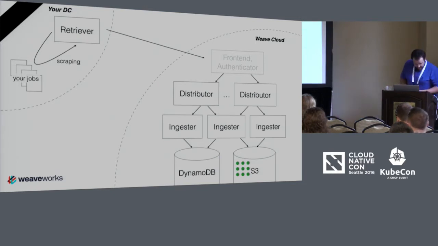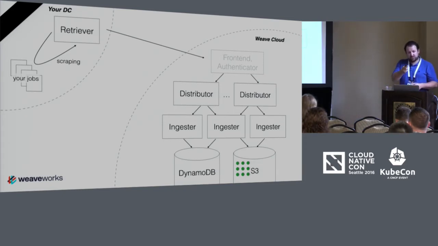What else should I mention here? Why have we got this separation between retriever and distributor? Because mainly, your code's going to hopefully live behind a firewall. It's going to be really hard for us in our data center to scrape your jobs. So another thing to note, the retriever is actually just an open source Prometheus.